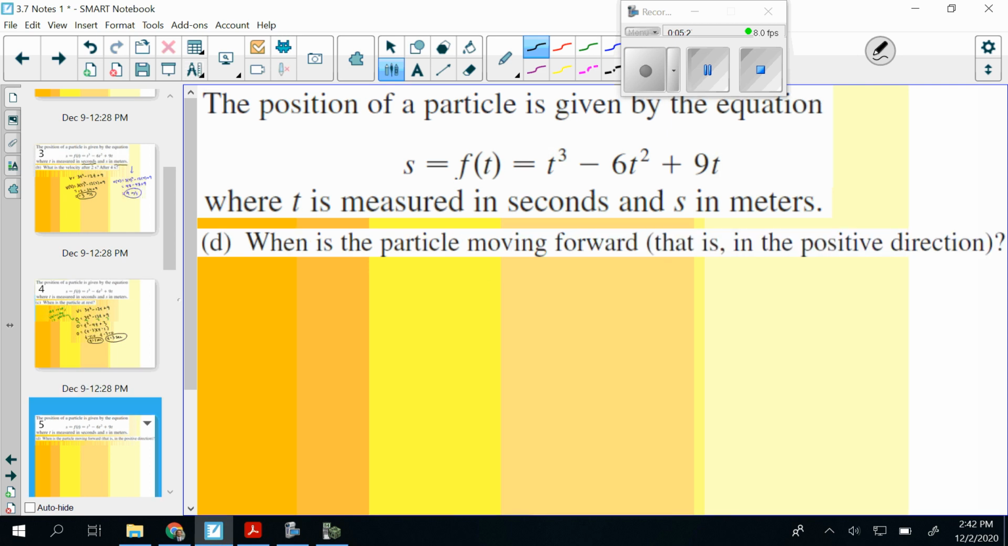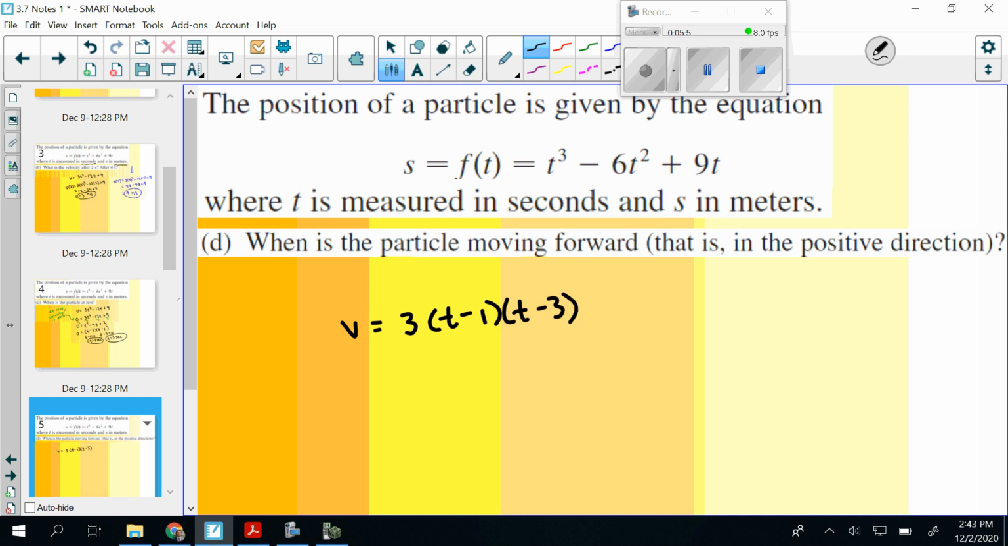Part D, when is the particle moving forward? That is in a positive direction. So what we want to do for this now is look at our velocity in its factored out form. In the factored out form, we had that it was 3 times t minus 1 and t minus 3 when we had factored that.